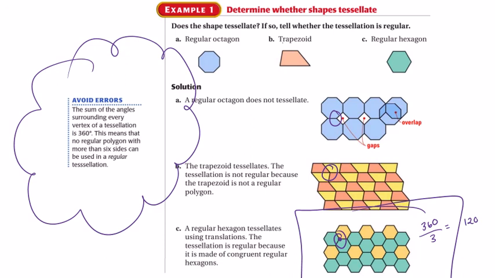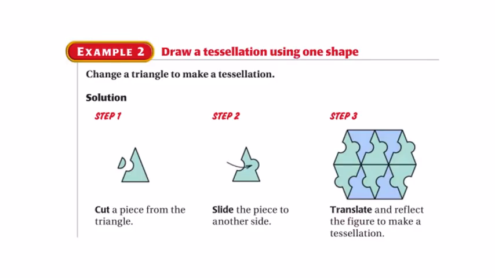Let's go ahead and look at example 2. Change a triangle to make a tessellation. Here I have a triangle, and we did kind of the method I was talking about. You cut one piece off of a side, and then you attach it to another side here. Then if you flip it and translate it, they translate and reflect here, you are able to make your own tessellation.